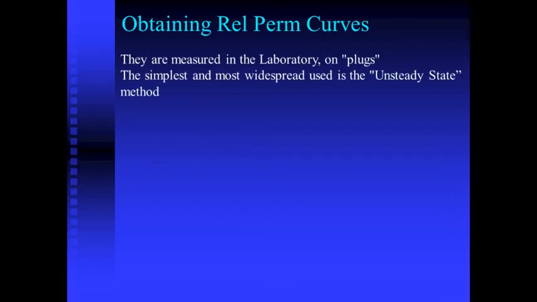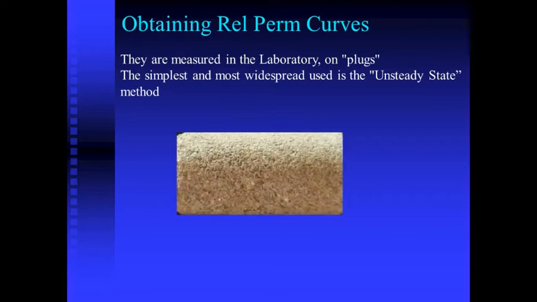Let's see how the rel-perm curves are obtained. Basically, these curves are obtained in the laboratory on what we call plugs or cylindrical samples, which are extracted from the reservoir, and the simplest and most widely used method is the non-stationary one. The laboratory sample has typically 1.5 inches in diameter, about 4 centimeters, and is between 2 and 3 inches long, about 6 or 7 centimeters.